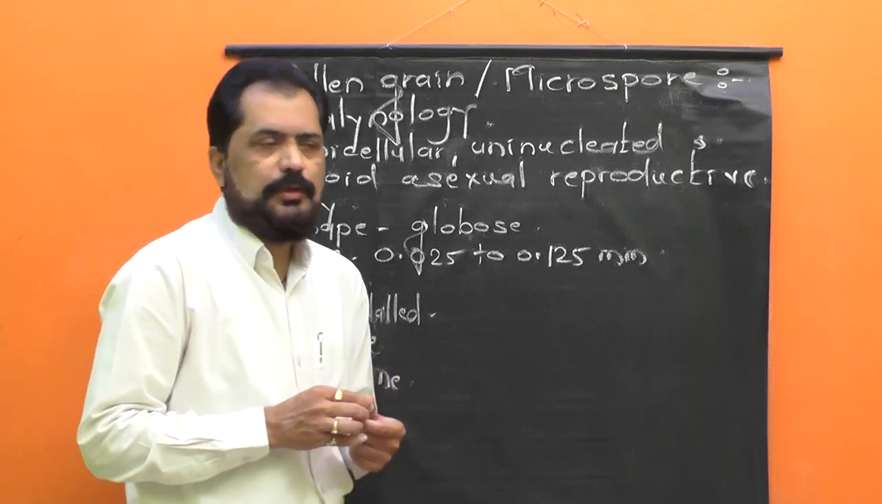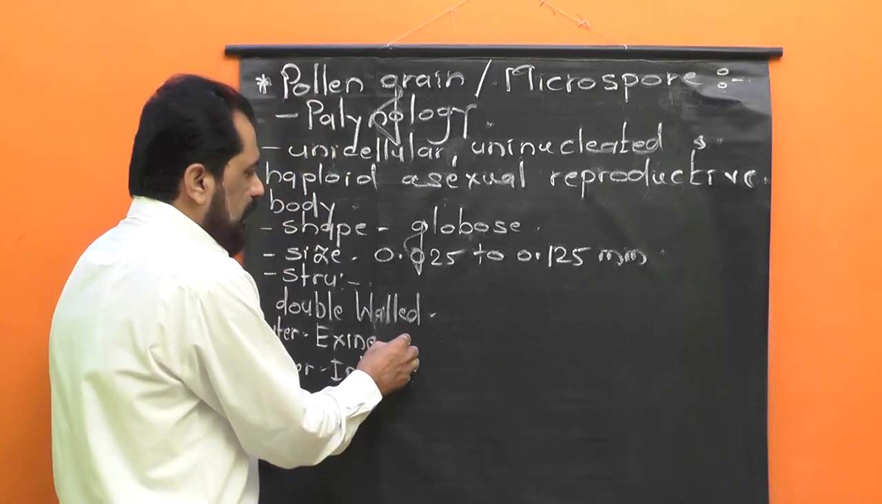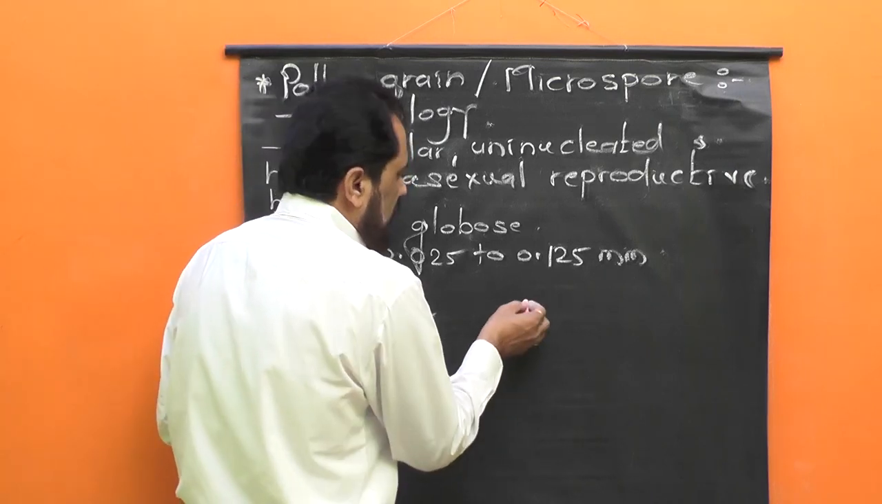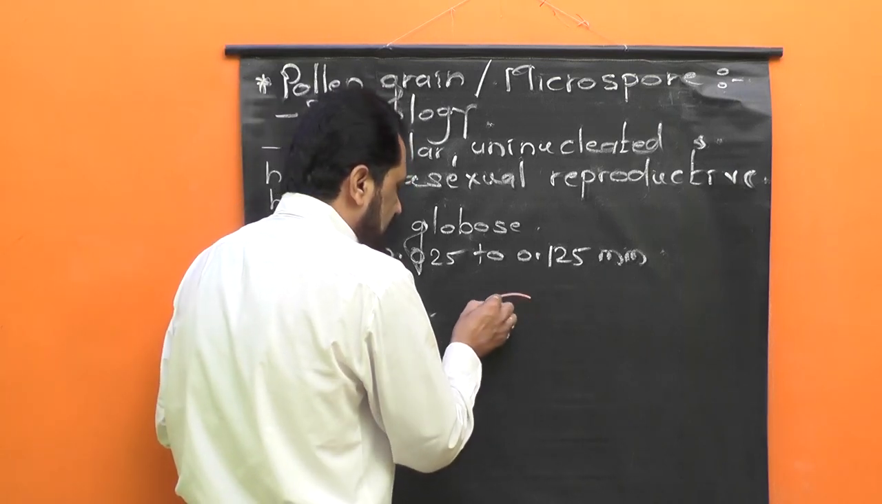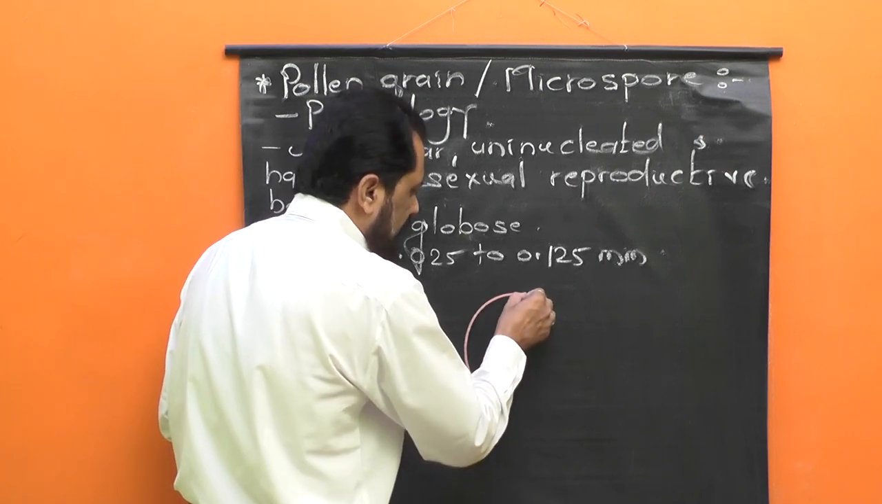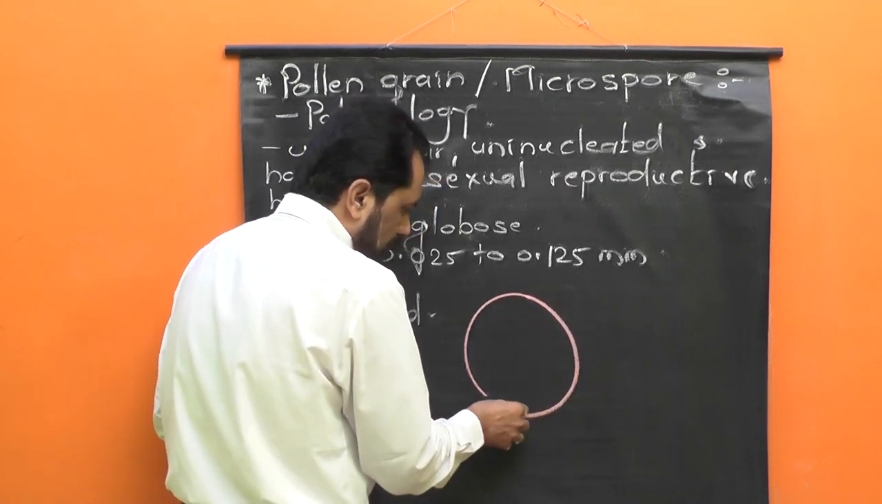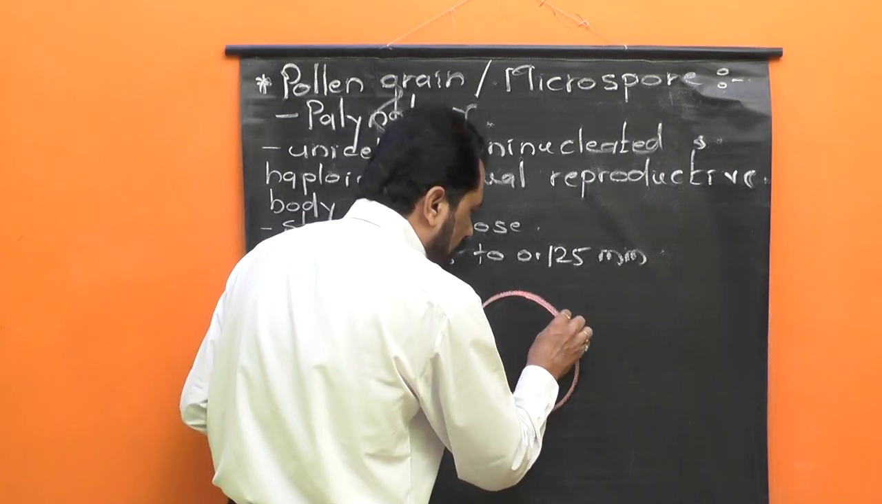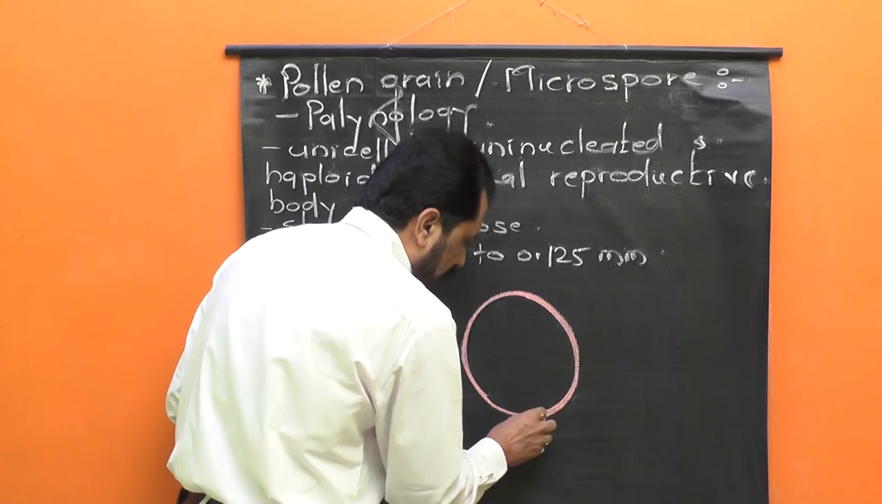The inner wall is known as intine. The exine, that is the outer wall, let me show in the diagram. The outer wall, exine, is quite thick, tough and protective in nature.